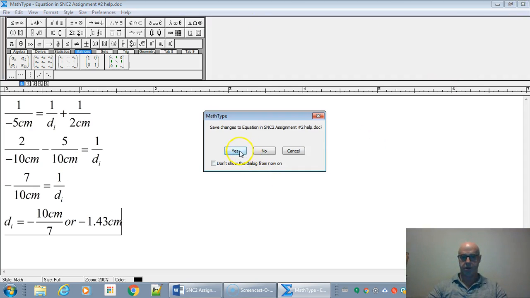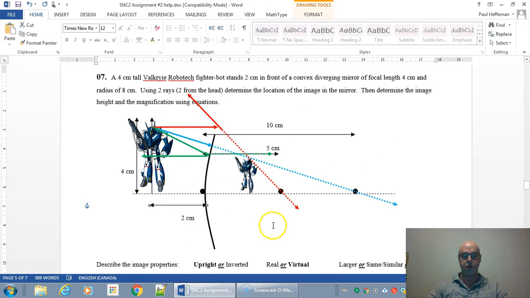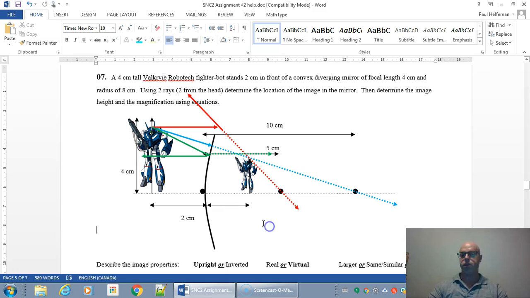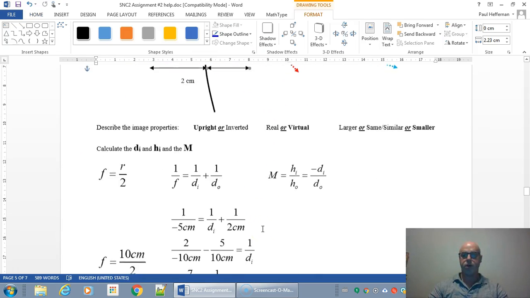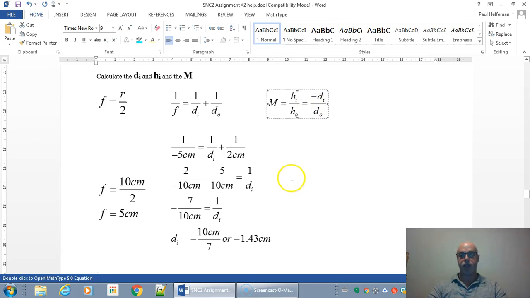All right. Just take a look at the picture to see if that makes sense. So if this is a 2 centimeter line right here, and we put another one here, you can see it's about right here. It's going to be about 1.43. Well, it's a little bit off because the diagram is not to scale, but there you go. Around 1.43 centimeters. So now we're just going to find the magnification and the image height.